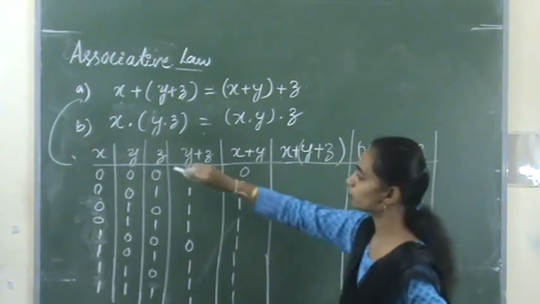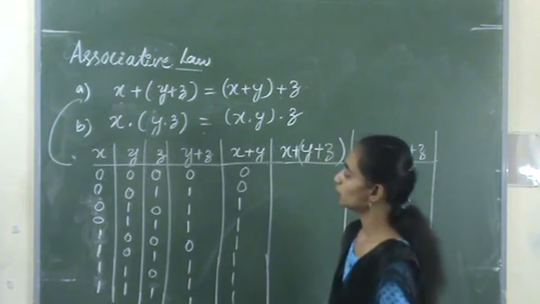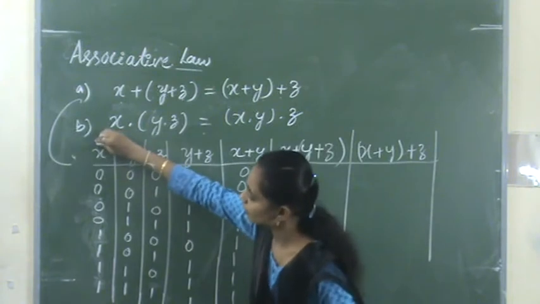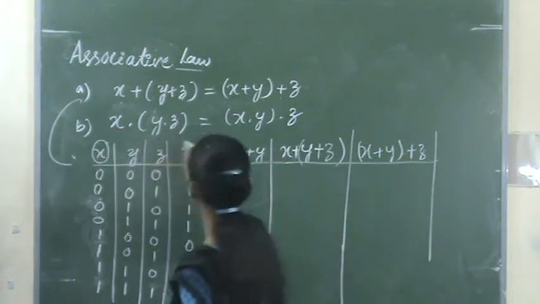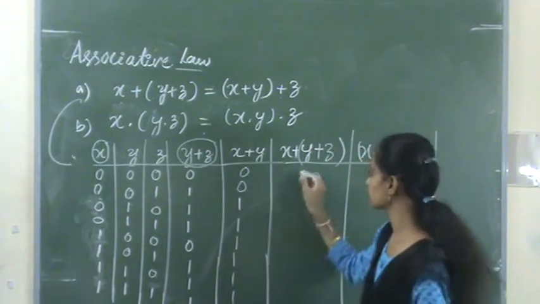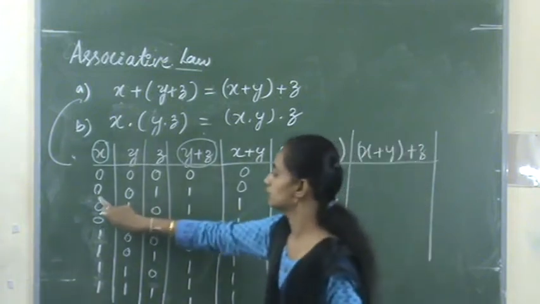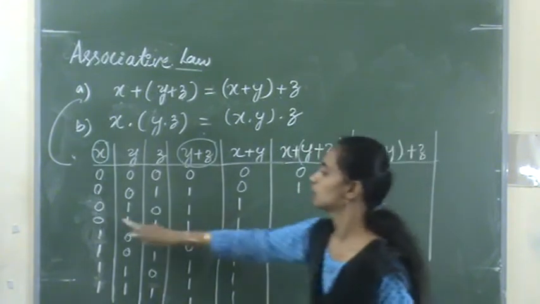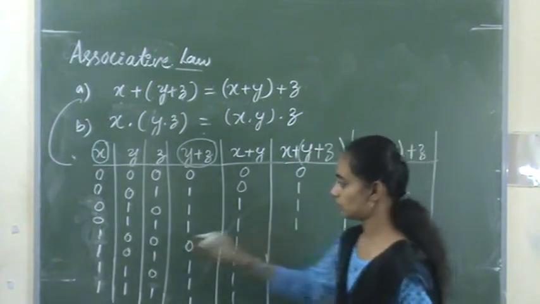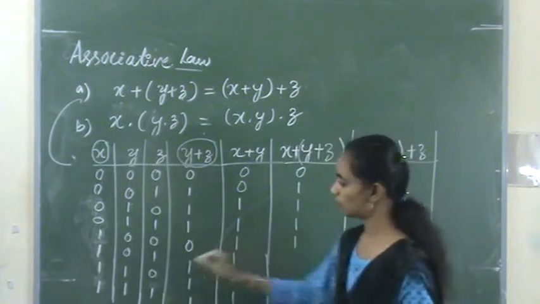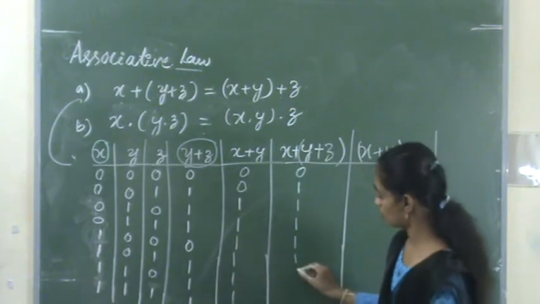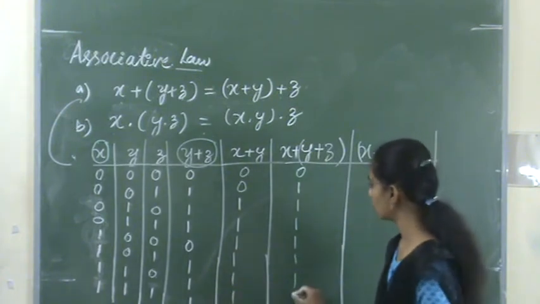Next, now we have to perform this operation, right? So x plus y plus z. We have to perform our operation for the variable x and then y plus z. So now perform 0 plus 0 is 0, 0 plus 1 is 1, 0 plus 1 is 1, 0 plus 1 is 1, 1 plus 0 is also 1, 1 plus 1 is 1, 1 plus 1 is also 1, 1 plus 1 is 1.